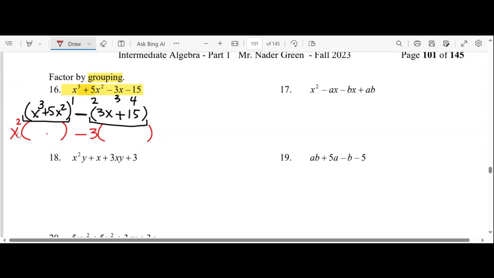We do the same thing. We divide x cubed divided by x squared. What are you going to get? X plus 5. 3x divided by 3, x. 15 divided by 3, 5. Now, do we have blah, blah, blah? What's the blah, blah, blah? So we take the x plus 5 as a common. X squared minus 3. And what's left? X squared minus 3. Easy?